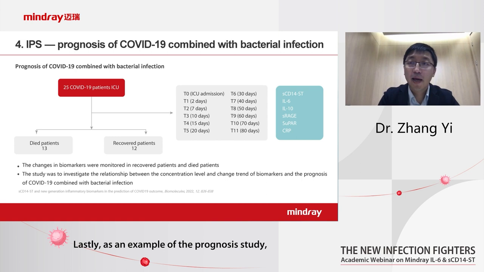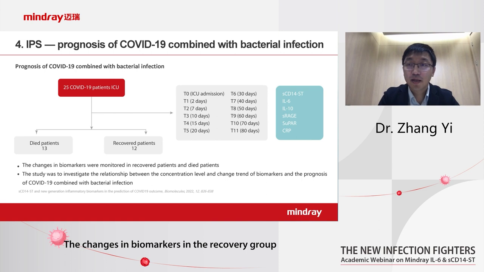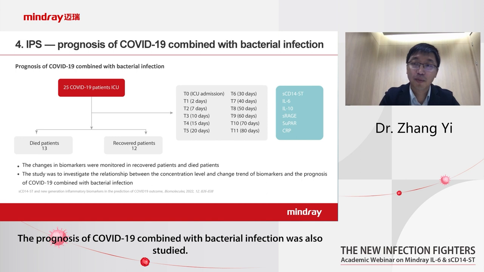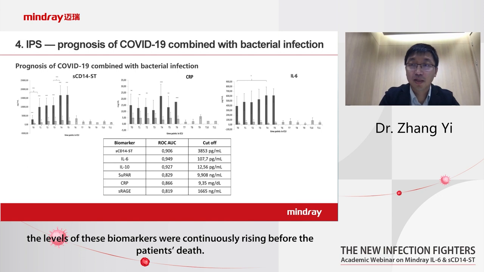Lastly, as an example of the prognosis study, the infection biomarkers in the prediction of COVID-19 outcome were also evaluated, as mentioned by Professor Kosi. The changes of biomarkers in the recovery group and the death group were monitored to study the relationship between the concentration level and trend of biomarkers. The prognosis of COVID-19 combined with bacterial infection was also studied. The levels of sCD14-ST, IL-6, and CRP in the death group were higher than those in the survival group. And for the death group, the levels of these biomarkers were continuously rising before the patient's death.